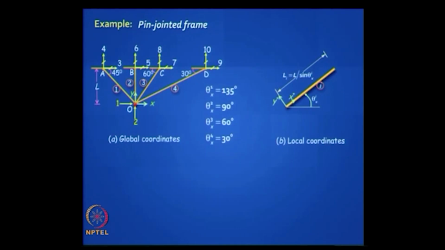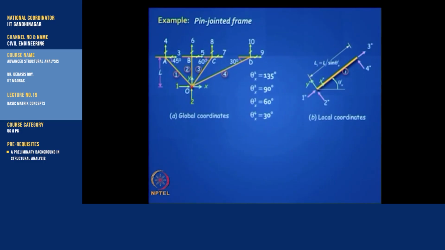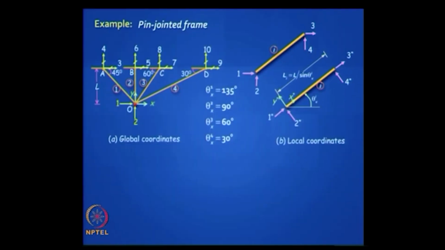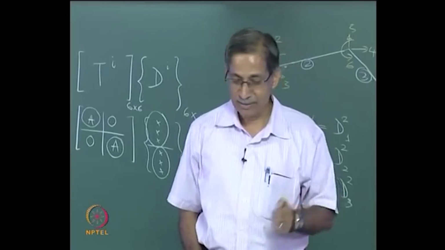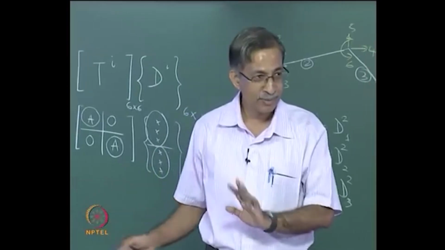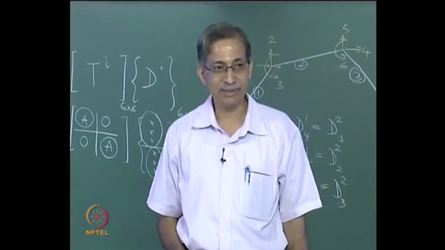Got it? Now ultimately I want to generate the stiffness matrix, but let us begin with the transformation matrices. So my local coordinates are 1 star, 2 star, 3 star and 4 star. Got it? And 1, 2, 3, 4 is like this without the star. 1, 2, 3, 4 is along the global axis system, 1 star, 2 star, 3 star, 4 star is along the local axis system. By now you know. Now how do I write the transformation matrix? Is it clear till now?